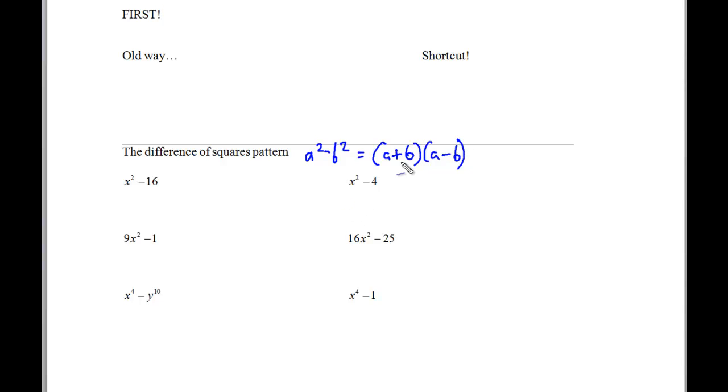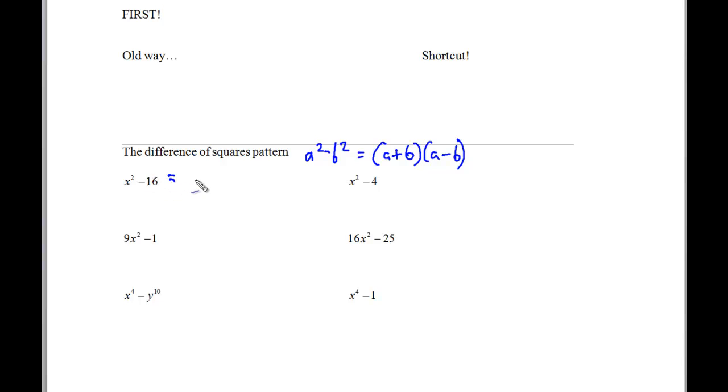And the a plus b, a minus b is really important because you have to have opposites, so there's no middle term. You'll notice that there is no O or I here. This is just the F of the first terms multiplied by each other, and this is the L, which is the last terms multiplied by each other.